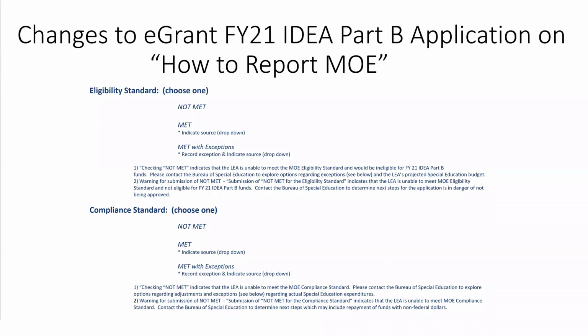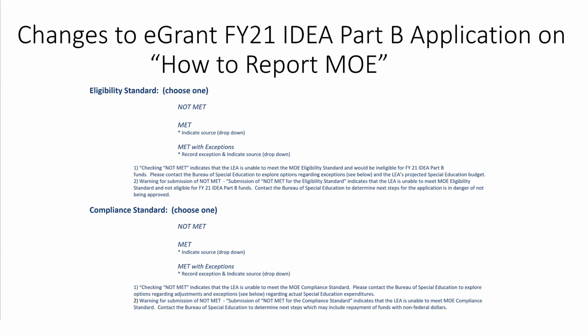There is a change in the application around MOE on how to report MOE. The good news is that we no longer are going to require districts to place in values. Only the district will identify if you've met, met with exceptions, or did not meet for both the eligibility and compliance standards. For the eligibility standard, you're going to choose one: not met, met with exceptions. And if it's met, you're going to indicate the source. The source meaning local to local, combination of state and local, and per capita of each. If it's met with exceptions, you're going to indicate your source, and then you're going to record which exception was used, be it exception A, B, C, or D.